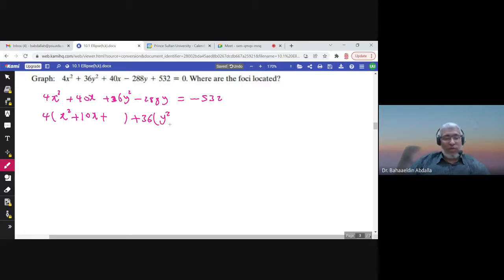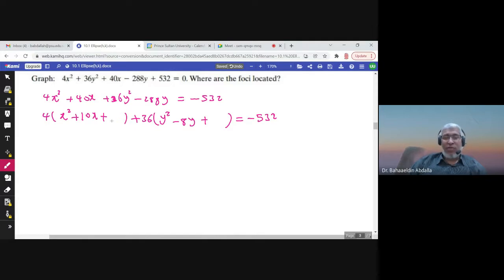So I have y square, and now negative 288 over 36 is just 8. So I will have negative 8y. And I need to add a number here. And in the right hand side, I have negative 532. Now, I need to add a number here to make it a perfect square.